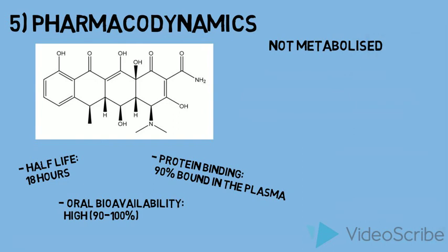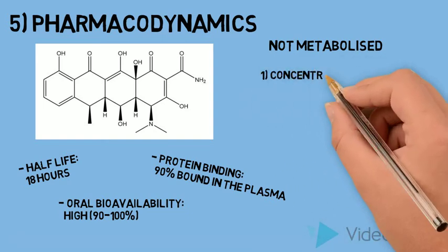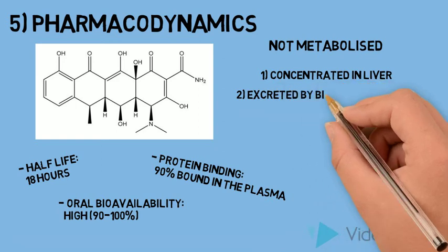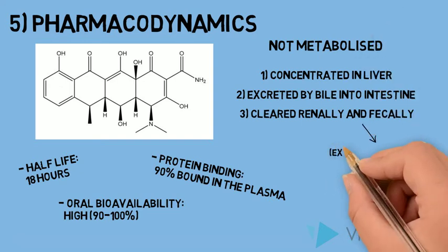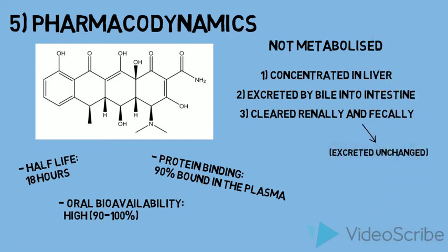However, like the majority of tetracyclines, it's actually not metabolized at all. After administration, it gets concentrated in the liver, then excreted by bile into the intestine for reabsorption. It's then cleared renally and fecally, and without hepatic metabolism, it avoids the first pass effect, which means it is excreted unchanged. Although it can be deactivated in the intestine by chelate formation with cations such as calcium, magnesium, and iron. Therefore, administration with other medicines such as antacids can reduce absorption along with food and milk.